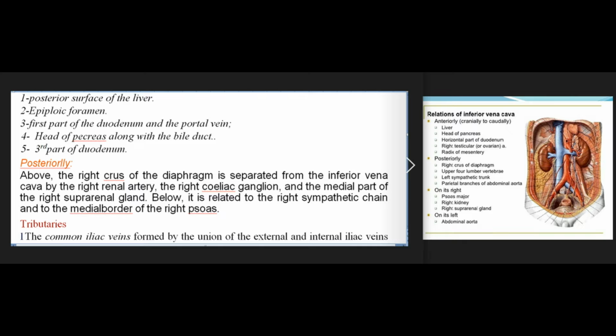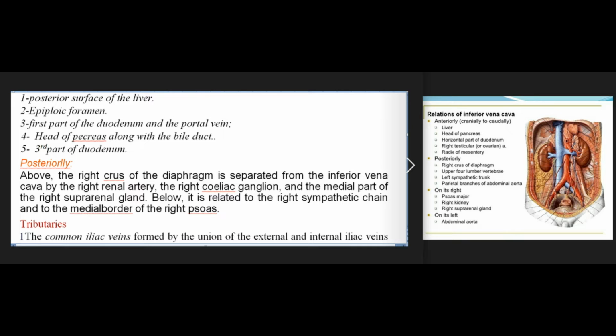Posteriorly, above, the right crus of the diaphragm is separated from the inferior vena cava by the right renal artery, the right coeliac ganglion, and the medial part of the right suprarenal gland. Below, it is related to the right sympathetic chain and to the medial border of the right psoas.